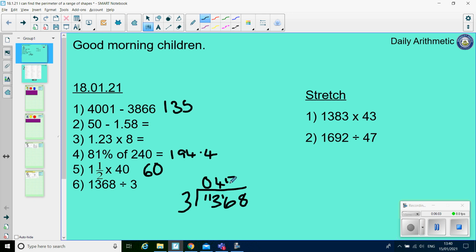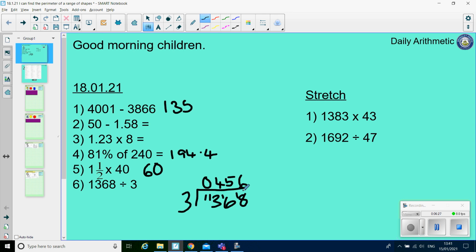It goes in 5 times. 5 times 3 is 15. There's 1 left over, so we carry that over to the next column. How many times does 3 go into 18? The answer is 6. So the answer to that question is 456.